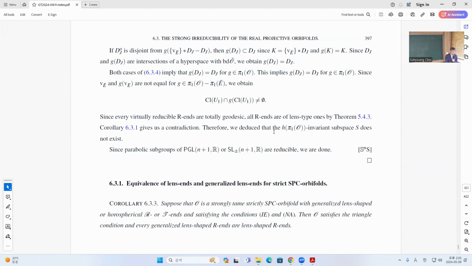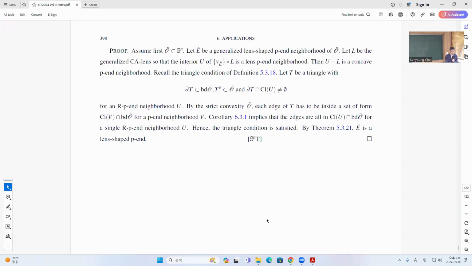So the final part is 6.6.3. If you have a strict SPC orbifold, then it will satisfy the triangle property, and every generalized lens is actually a lens. Okay. So the generalized lens can be promoted to lens.